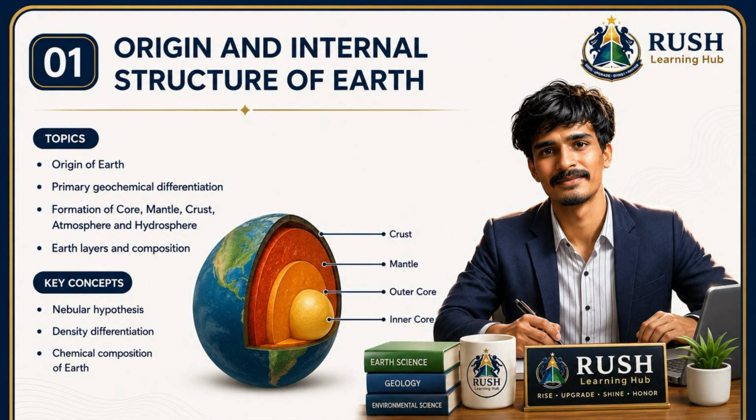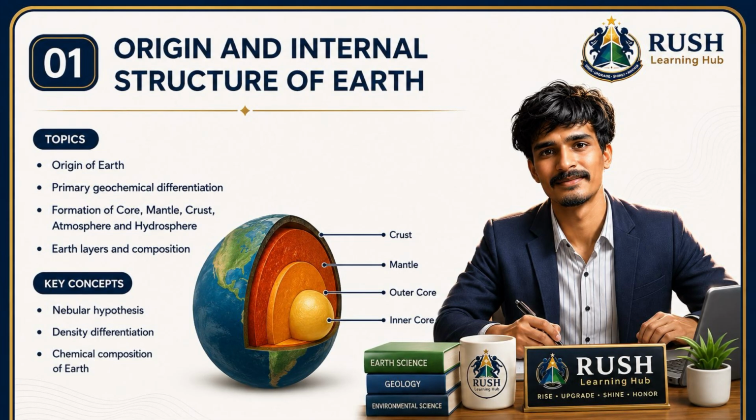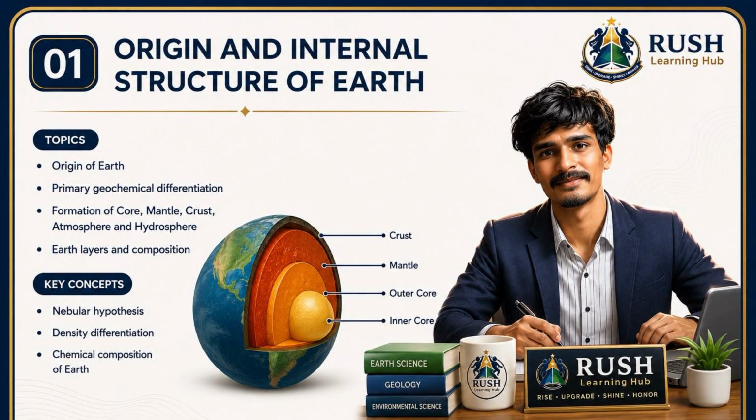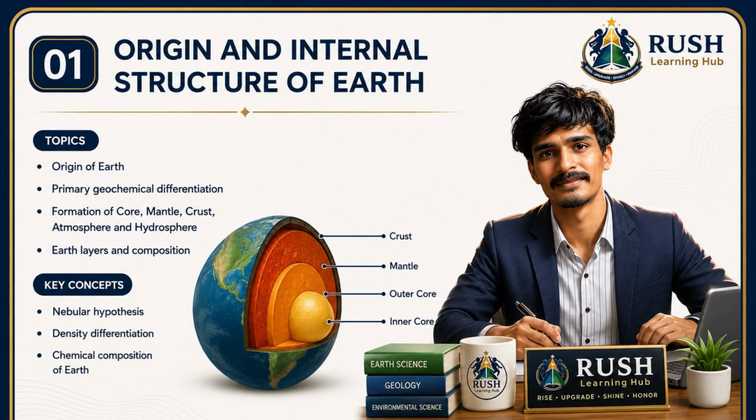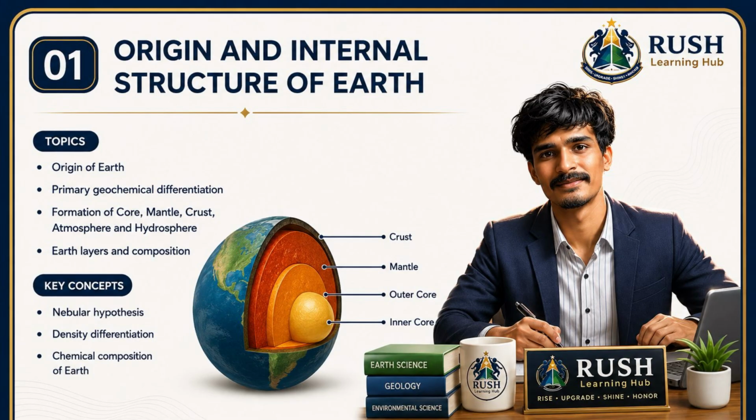cooled. From the geophysical point of view, the Earth consists of four layers: the crust, mantle, outer core, and inner core. Each layer has distinct physical and chemical properties. Understanding the origin, differentiation, and internal structure of the Earth provides the foundation for studying plate tectonics, earthquakes, volcanism, and other geological processes. These concepts are frequently asked in UGC NET examinations.